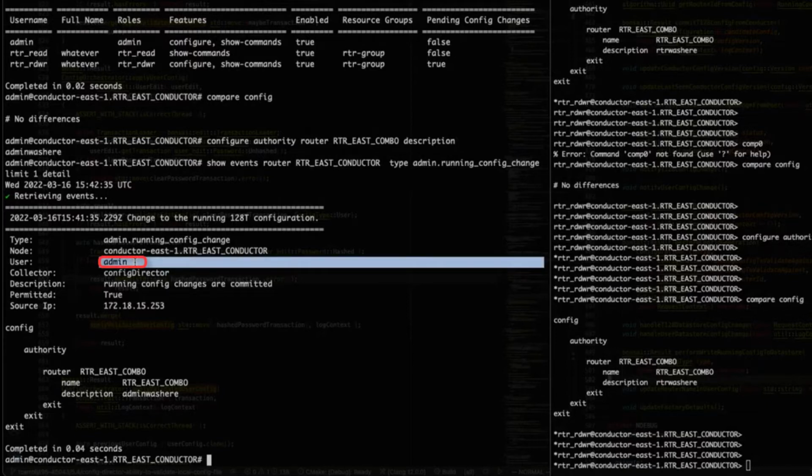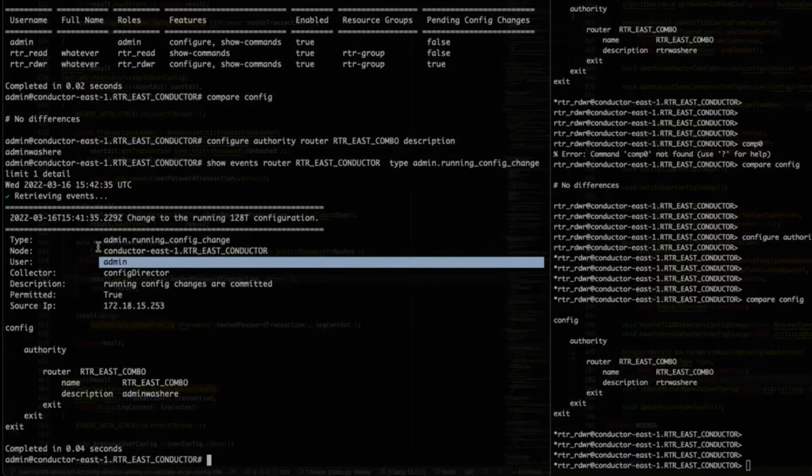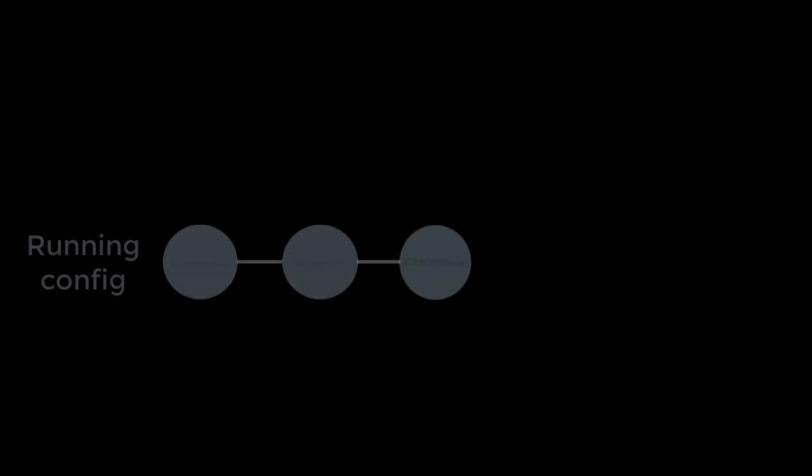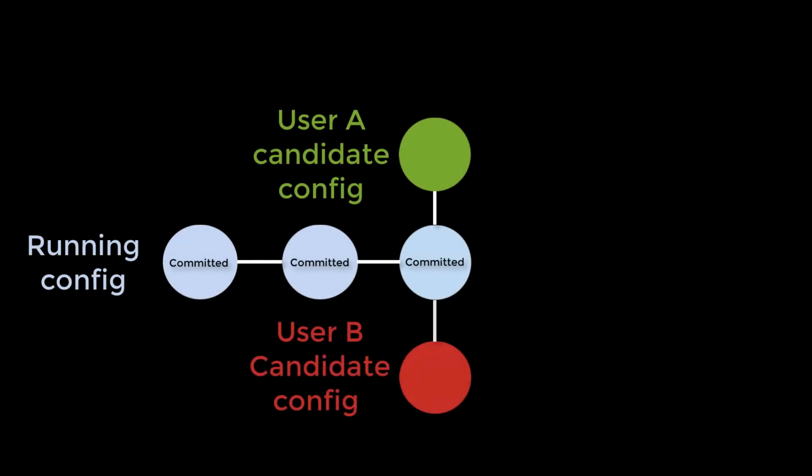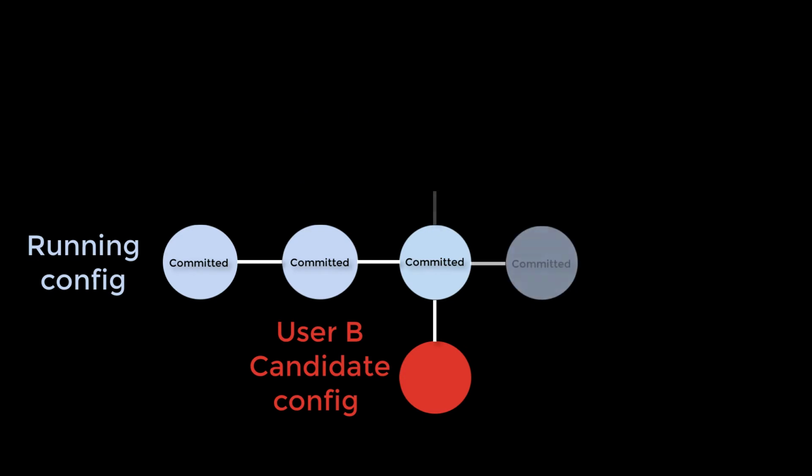Here we can see that the admin user did a running config change, and we can see the changes. This comes in handy for when you run into something called conflicts, which we will discuss in a few moments. Remember, at this point, both the admin user and the read write user have made changes to the description field on the same router, but the admin user has already committed their config and the read write user has not.